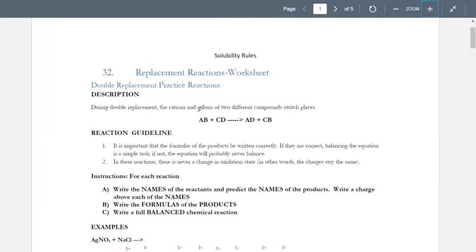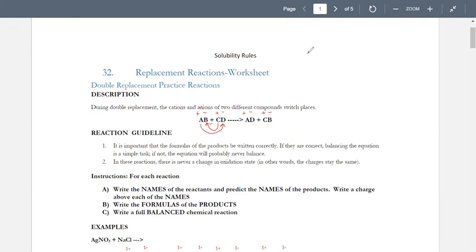So this is positive, negative, positive, negative, and positive bonds with negative, positive, and negative. So this is positive, negative, positive, negative. Make sense? Yes? Okay. So that's the double replacement reaction.